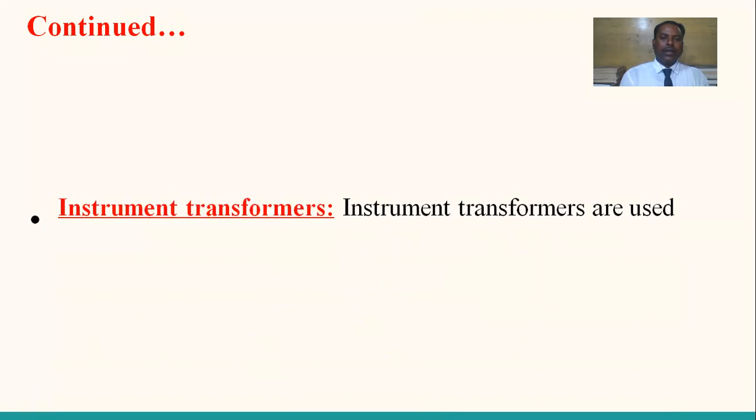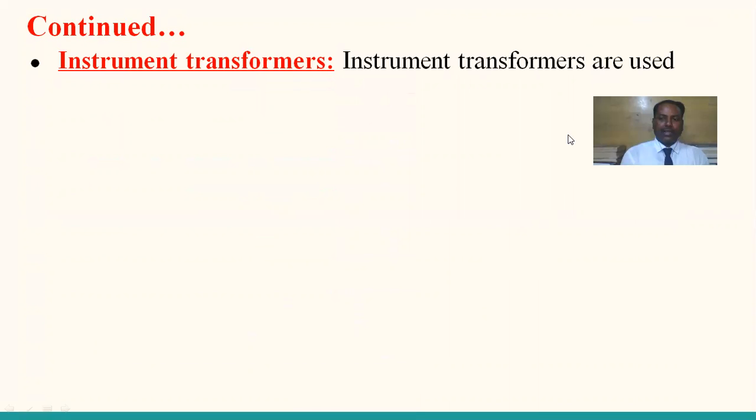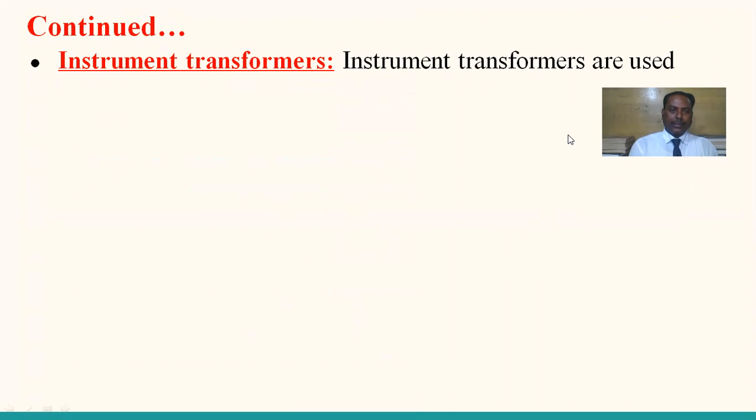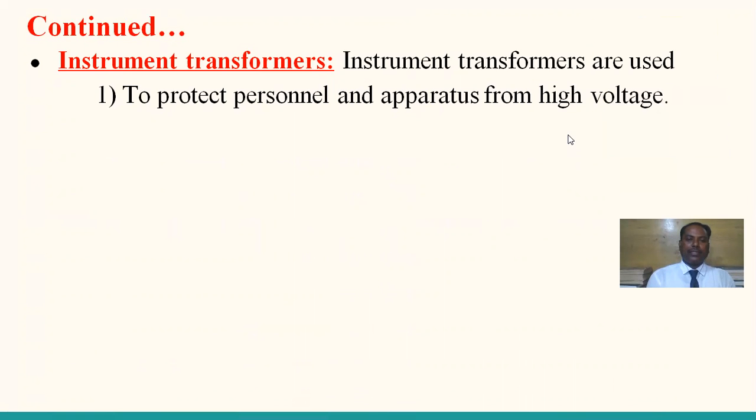Next, instrument transformers. There are 2 instrument transformers as far as substation instruments are concerned. One is the potential transformer, the other one is the current transformer. So what is the role of the potential transformer and current transformer? The potential transformer PT and current transformer CT are measuring instruments. These are used to measure high voltages as well as high currents.